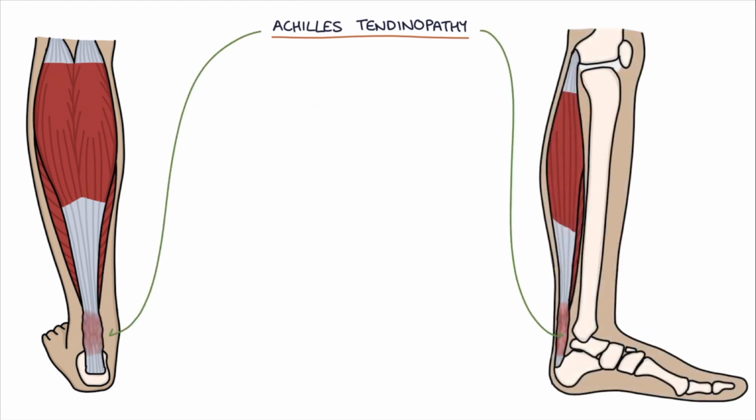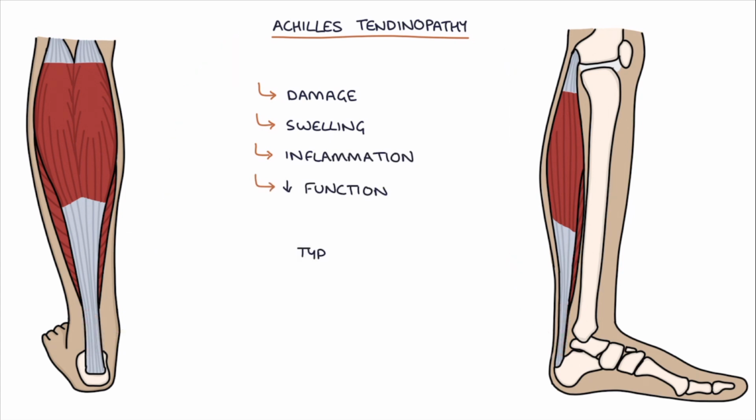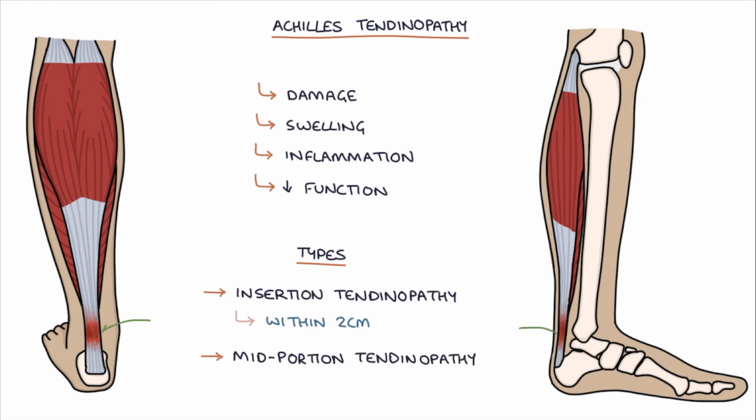Achilles tendinopathy involves damage, swelling, inflammation, and reduced function in the Achilles tendon. There are two types of Achilles tendinopathy. Insertional tendinopathy occurs within 2 centimeters of the insertion point of the Achilles on the calcaneus bone. Mid-portion tendinopathy occurs 2 to 6 centimeters above the insertion point.